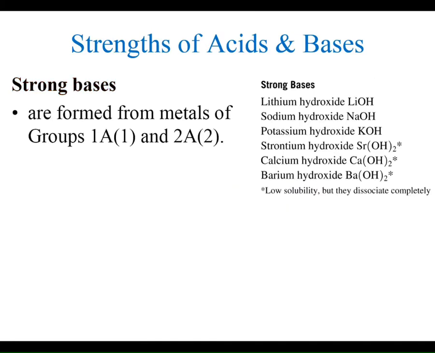Okay. So which are the strong bases? There's only about six of these, too. They are the hydroxides that are formed from the group 1 and the group 2 metals. So the group 1 metals are like, remember, lithium, sodium, potassium. So any of those hydroxides are going to be strong. And then the group 2 hydroxides, like strontium, calcium, barium, those are the strong bases. Pretty much any other hydroxide you can think of has to be a weak one then.